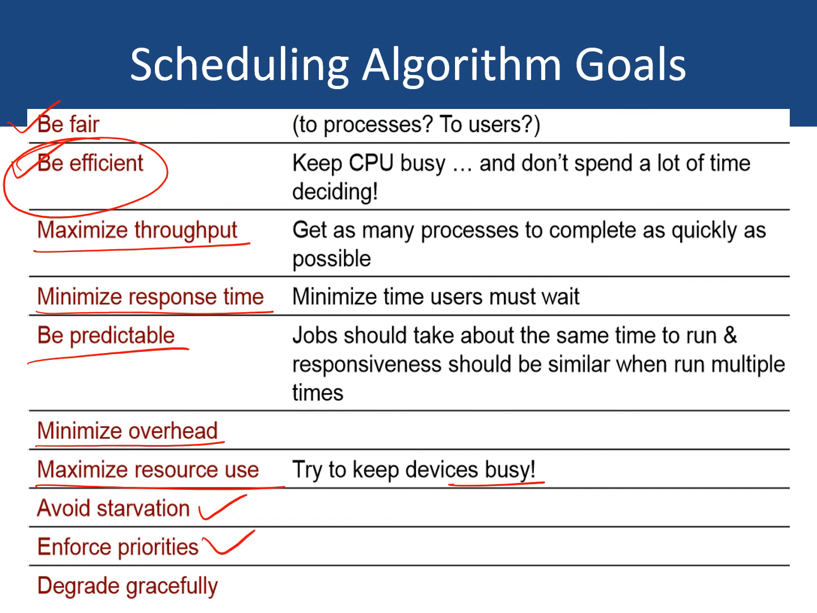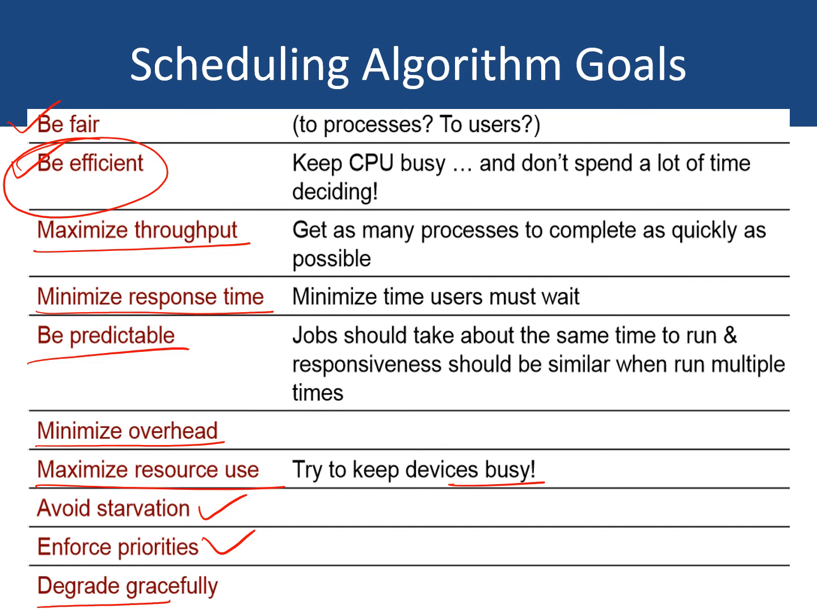They also enforce priorities. So high priority processes should get to execute first before the low priority processes get to execute. And finally, these scheduling algorithms also ensure that the system performance degrades gracefully when needed. So what that means is, as the system becomes more and more heavily loaded, the performance of the system should deteriorate gradually and not abruptly.